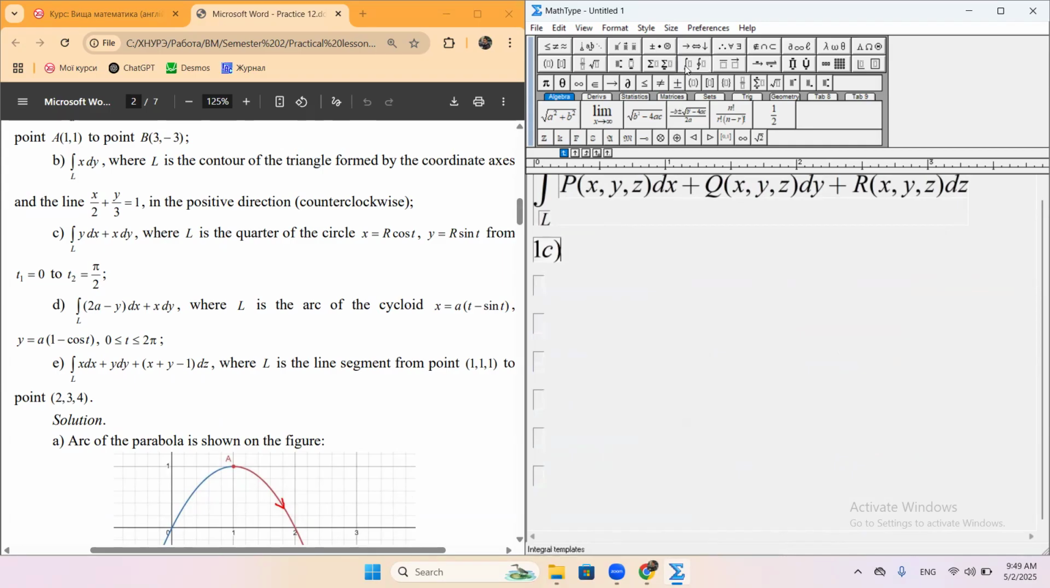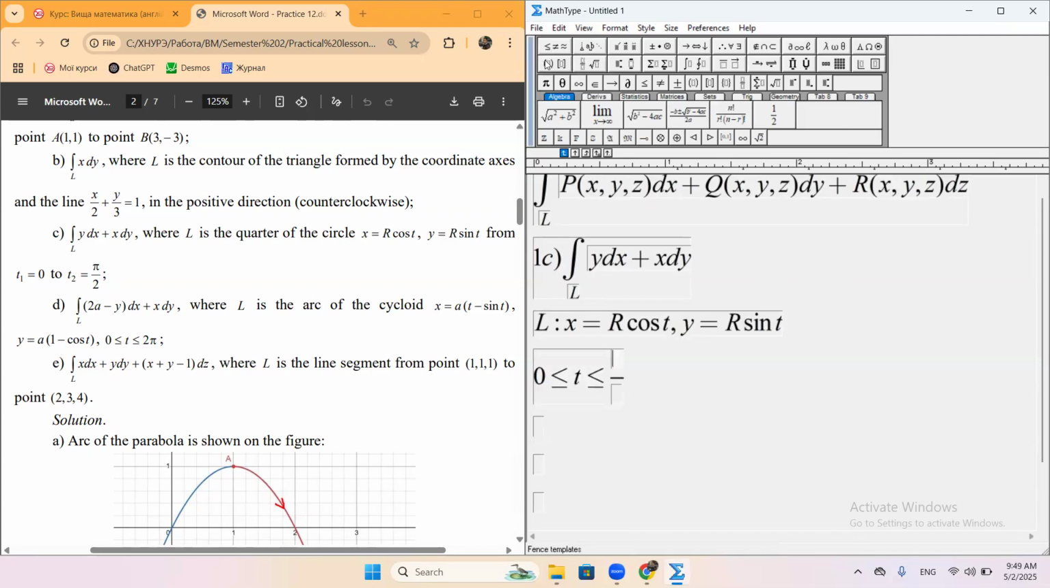So we have the following integral: y dx plus x dy, and L is a quarter of the circle, given parametrically. So x equals r cosine of t, y equals r sine of t, and t has values from 0 to pi over 2. So let's calculate differentials. So dx will be equal to minus r sine of t dt, and dy equals r cosine of t dt.